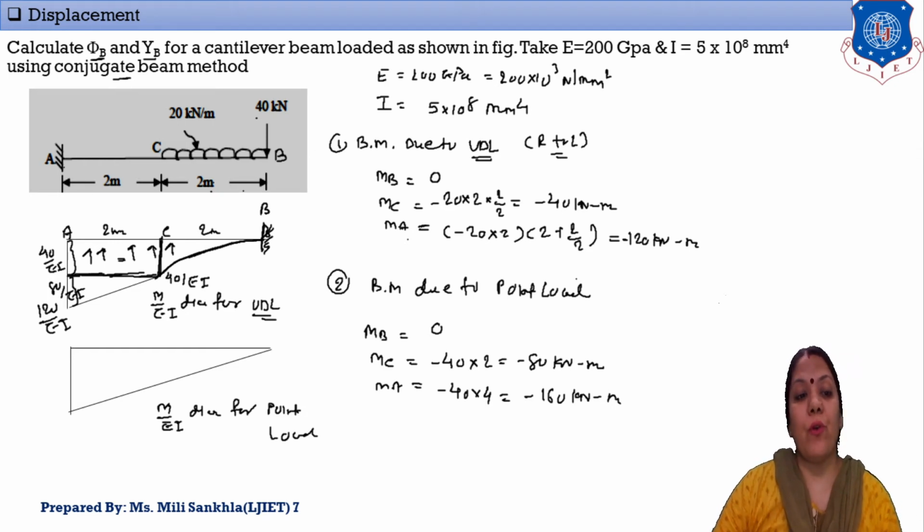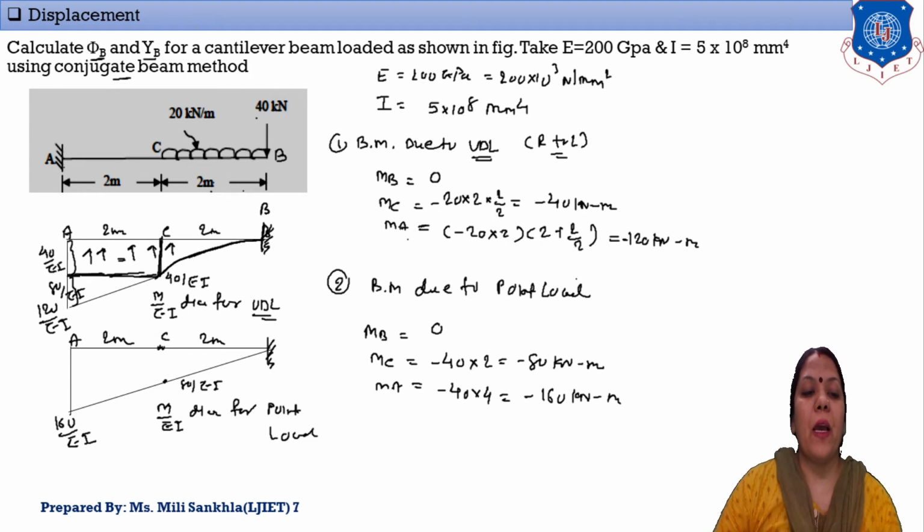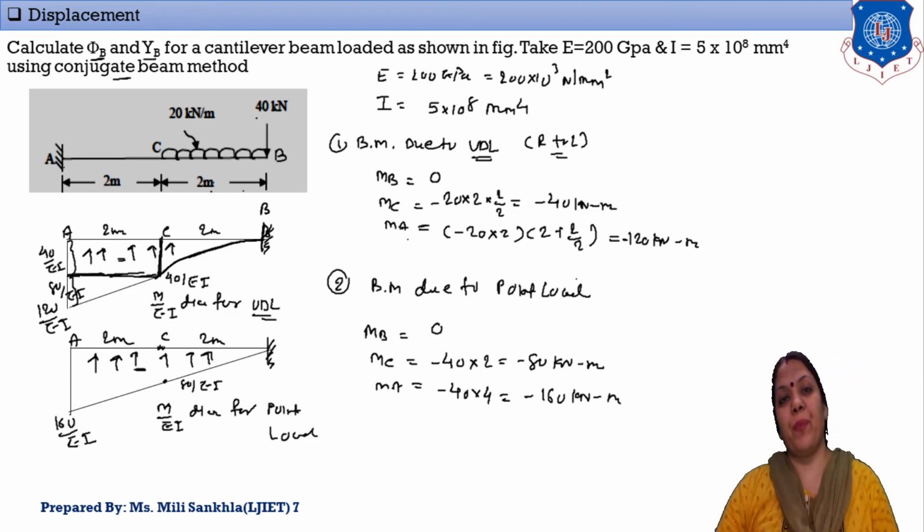Now this is the point load. Again A, here C point, and make the free end fixed and the fixed end free. The distance is 2 meter, and this distance is 2 meter. First we find this point is equal to 80 by EI, and at the second point we find 160 by EI, and the diagram is negative, so the forces act in the upward direction like this. Now this point is our B point.